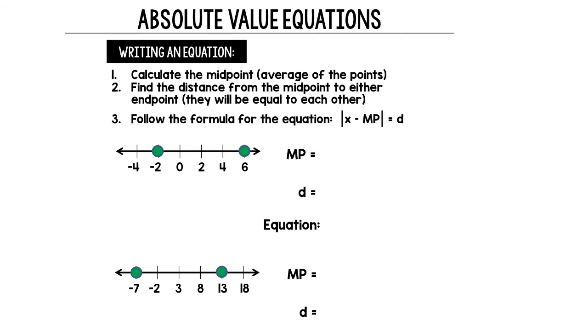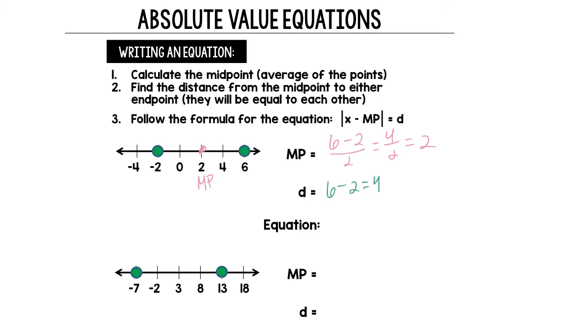I follow these 3 steps. Step 1, calculate the midpoint or the average of the points. So the midpoint is going to be 6 minus 2 over 2. That's 4 over 2. That's 2. So the midpoint is 2. MP for midpoint. Step 2, find the distance from the midpoint to either endpoint. So we do 6 minus 2. That's 4. That's the distance from the midpoint to either end.